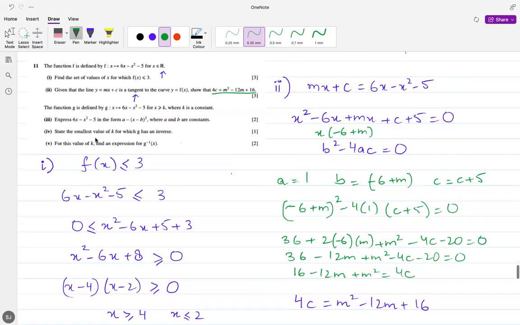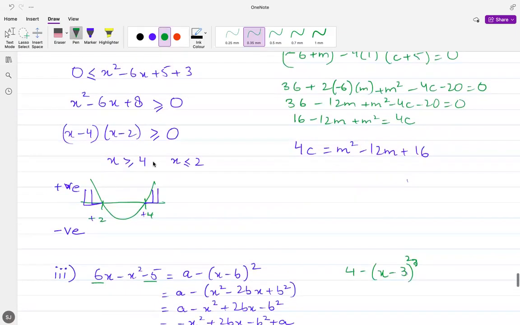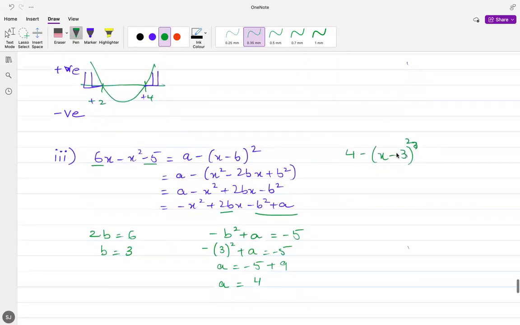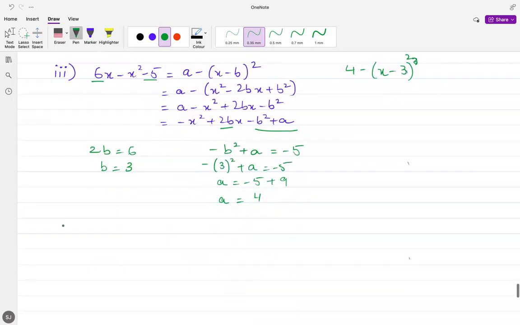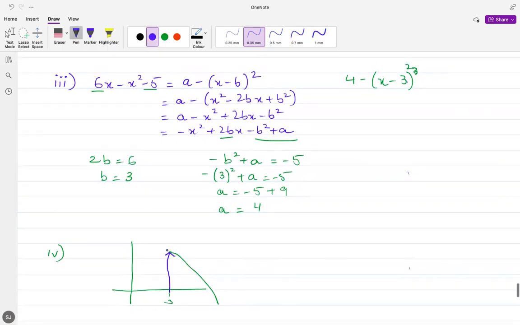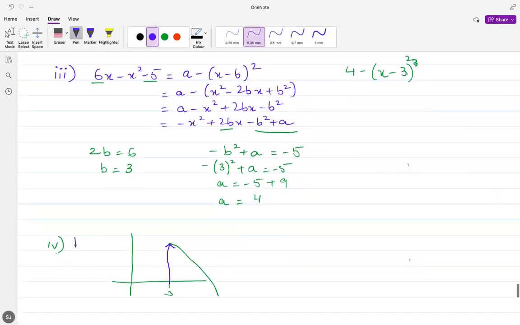In part 4, we have to state the smallest value of k for which g has an inverse. As x is greater than or equal to k and it has a max turning point at (3, 4), to find the smallest value of k, which is a value of x, we know from the expression that the turning point is (3, 4). For it to have an inverse, it must be a one-to-one function. So the smallest value of k it can have is 3. So in this part, the value of k will be equal to 3.